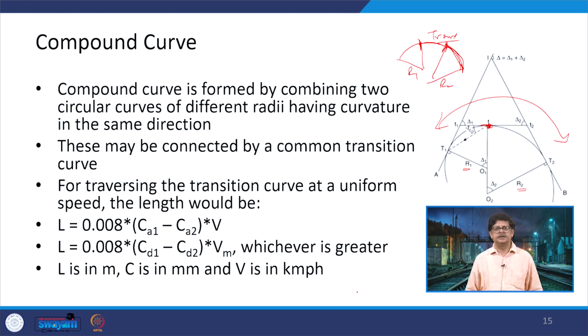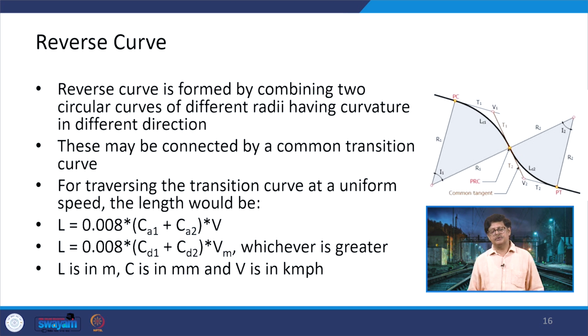Now, for traversing the transition curve at a uniform speed, the length would be given by L is equal to 0.008 into (CA1 minus CA2) into V. So, there is a cant which we are talking about for curve 1. So, here it will be CA1 and on the other side it will be CA2. Similarly, if we are talking in terms of the cant deficiency, it will be (CD1 minus CD2) into V multiplied with a factor 0.008. So, whichever is greater is going to be considered as the length which is to be provided here in between as a common transition for the two curves.